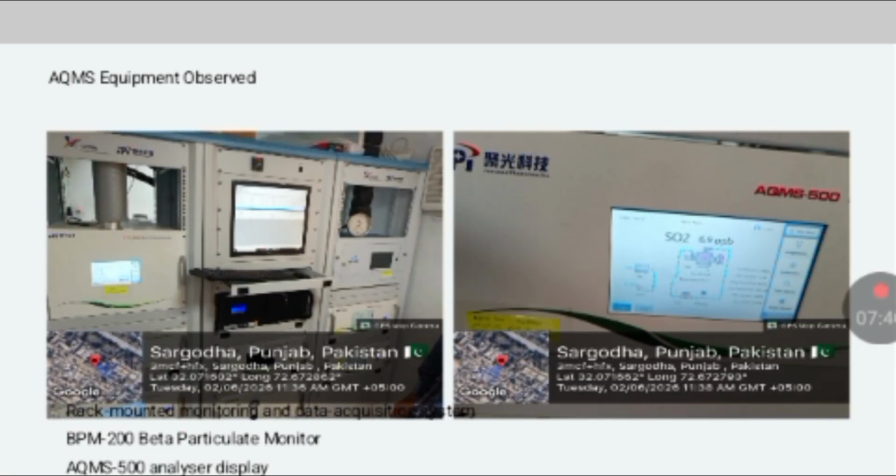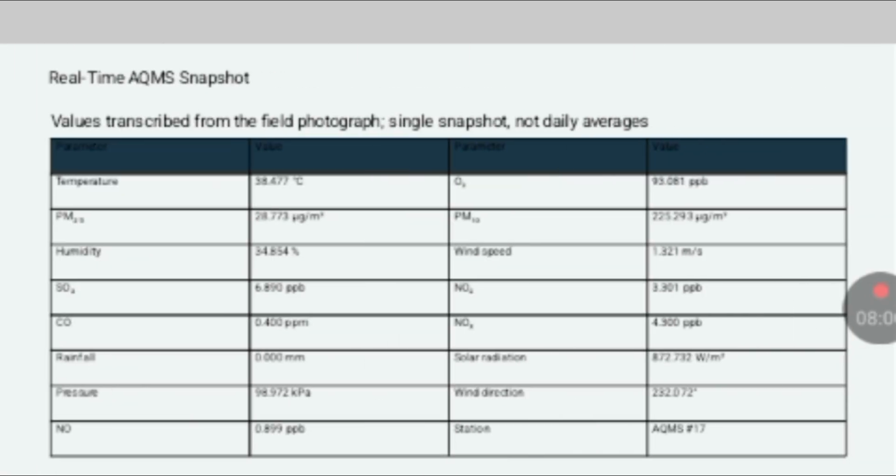On the left side, the BPM 200 particulate monitor was visible, which is associated with particulate matter, and the AQMS 500 analyzer was on the right side, which was also observed. The main learning point here is that AQMS is not simply one machine that gives the AQI number. It is basically a whole monitoring system.